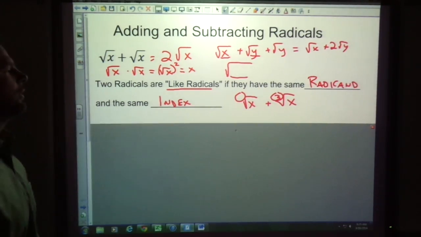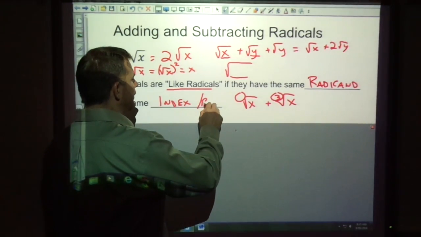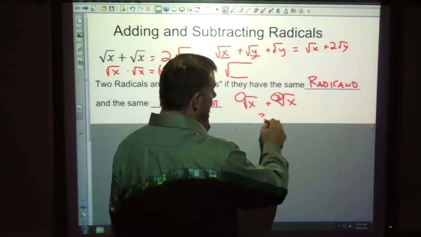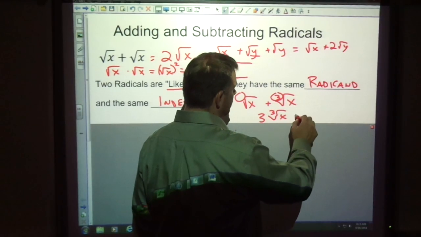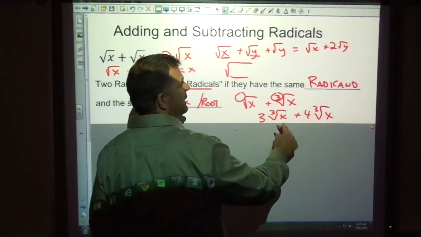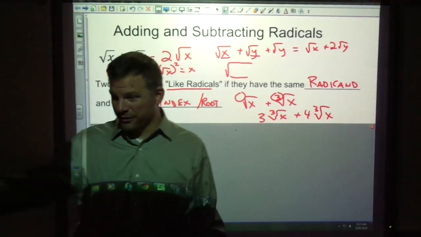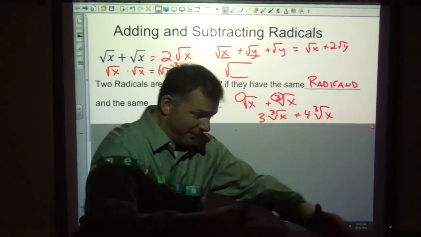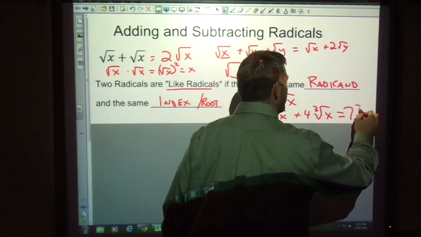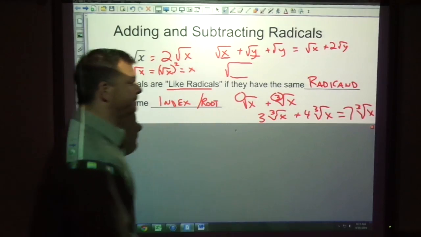This word could also be root, right? They must be the same root. Cube roots. Now, if I have 3 cube roots of x plus 4 cube roots of x, same radicand, same index. I got 3 of you guys over here. I got 4 of you guys running around over here. Get them all together. 1, 2, 3, 4, 5, 6, 7. I've got 7 of these cube roots of x.